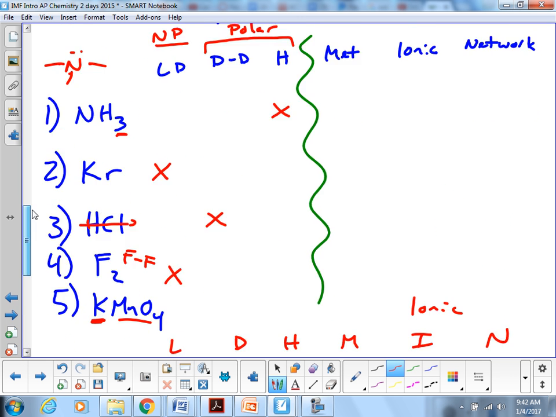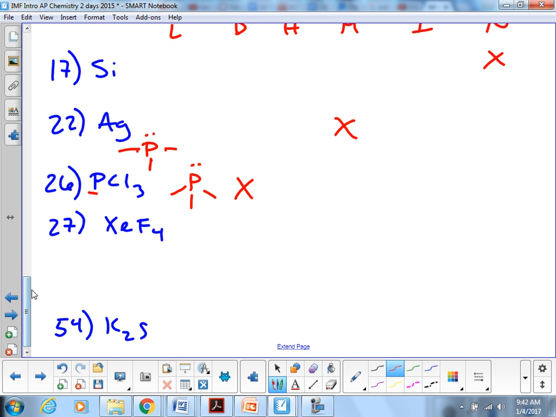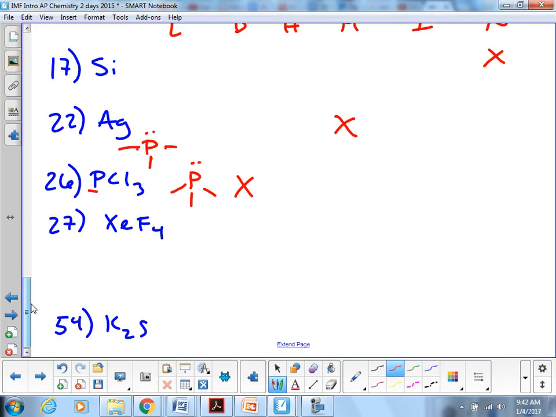That first one, at least you got to process that. And I know it ended up being H bonding, but sometimes it's H with something that's not. For example, if this was PH3, would that be H bonding? Still would be London. Okay.